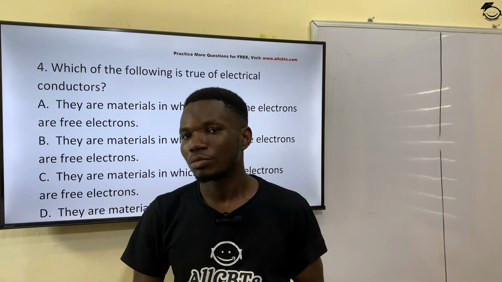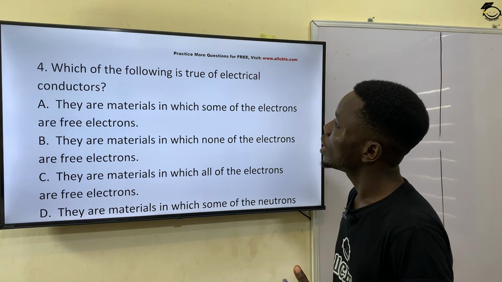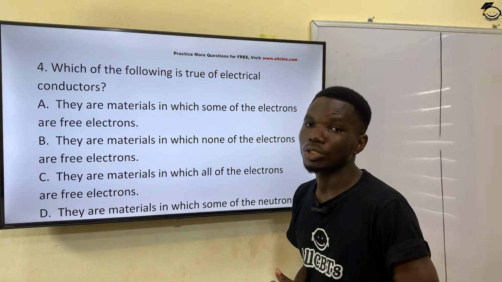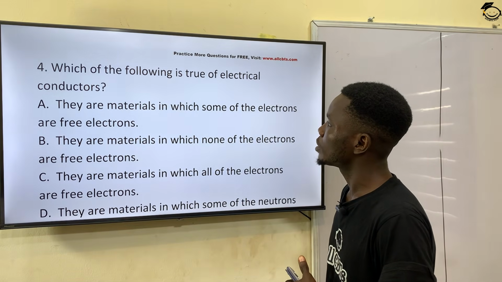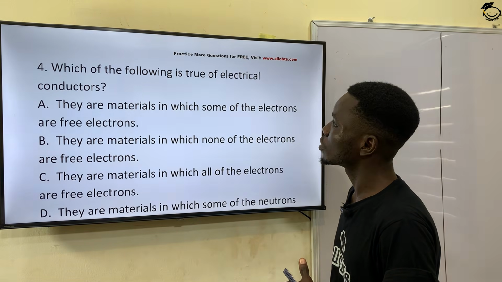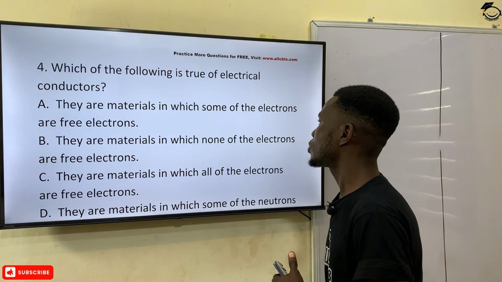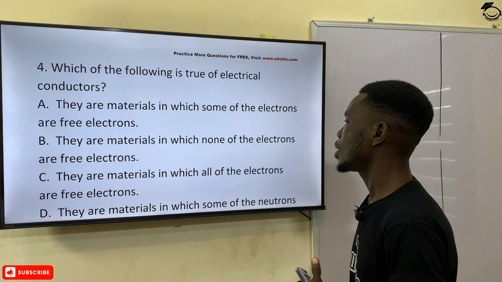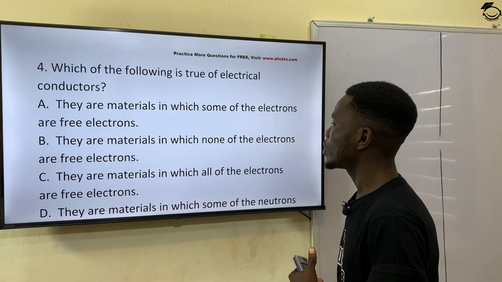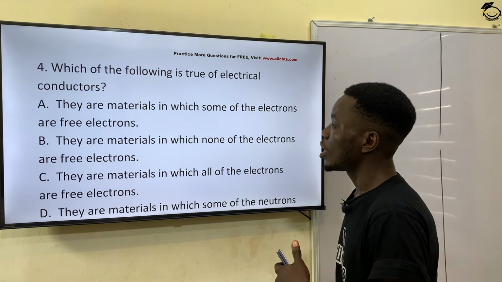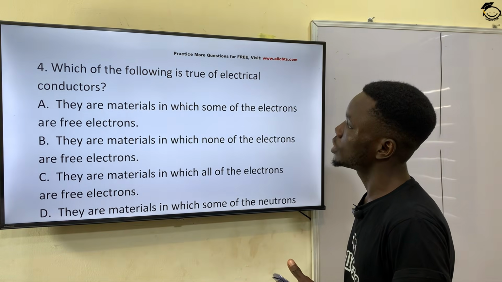So that takes us to question number 4, which says, which of the following is true of electrical conductors? Option A says they are materials in which some of the electrons are free electrons. Option B says they are materials in which none of the electrons are free electrons. Option C says they are materials in which all of the electrons are free electrons. Option D says they are materials in which some of the neutrons are free electrons.